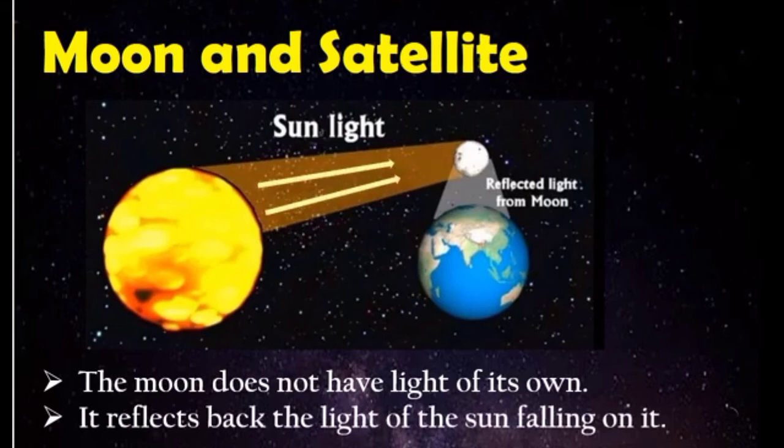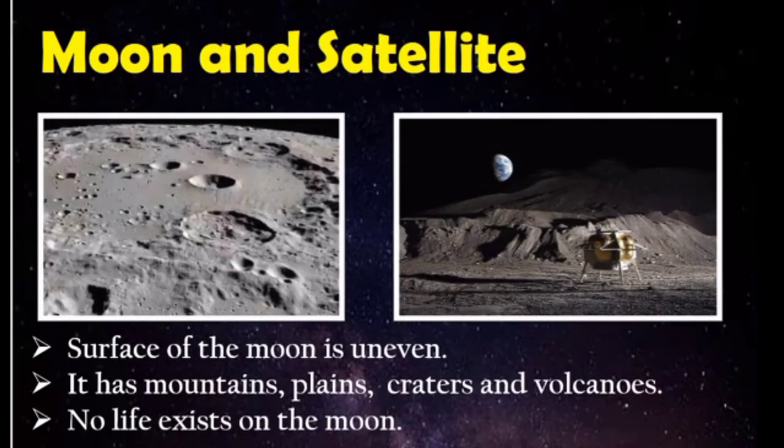The moon does not have light of its own. It reflects back the light of the sun falling on it. Okay, you can see in this picture here. Next, the surface of the moon is uneven. It has mountains, plains, craters. These are craters and volcanoes. No life exists on the moon.